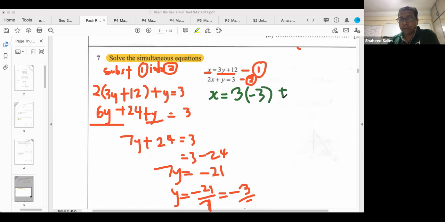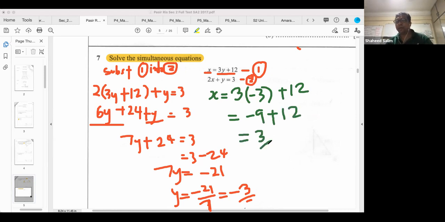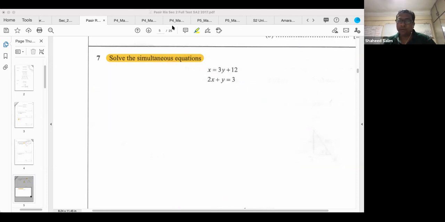Okay, plus 12. Okay, 3 times 3, 9. -9, plus 12. 12 minus 9 is 3. You don't believe, you try. Use your calculator. -9 plus 12. Your plus is bigger down here. You got $12, you owe $9. You cannot owe some more lah. Okay, but it's okay.